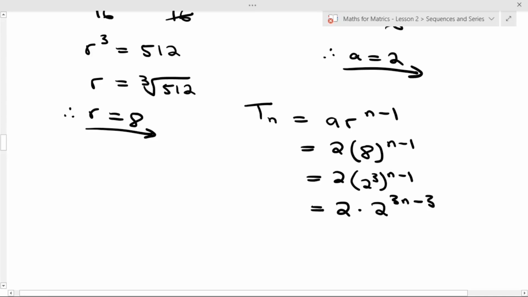If you multiply expressions of the same base, you add the exponents. And if an expression doesn't have an exponent, its exponent is equal to 1. Therefore, Tn is equal to 2 to the power of 3n minus 2.